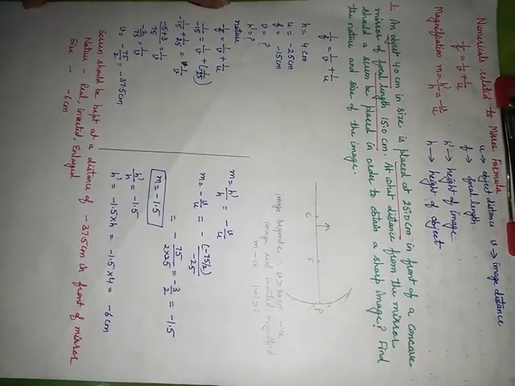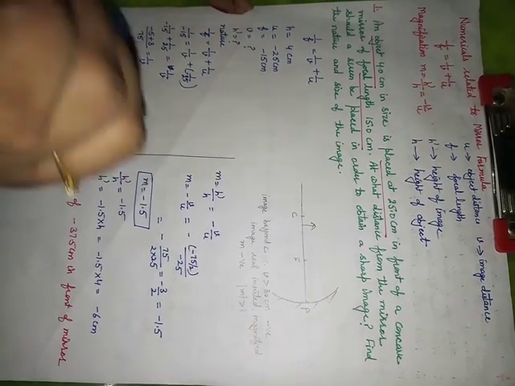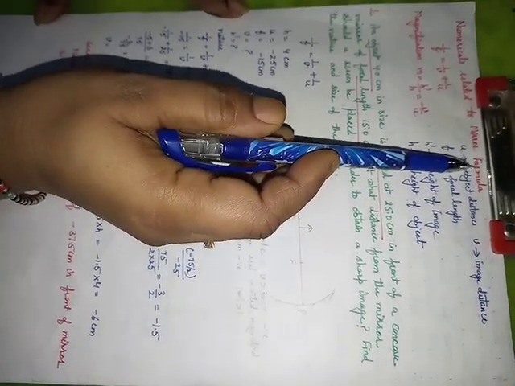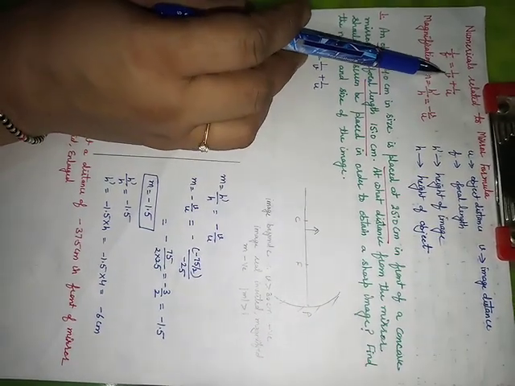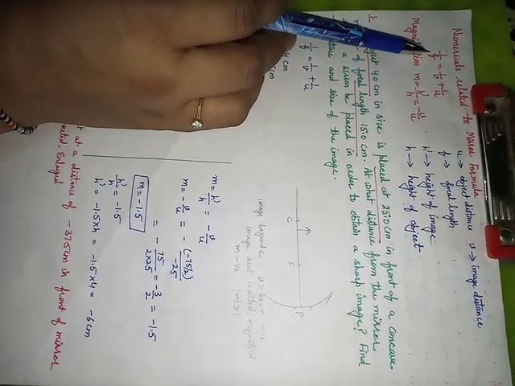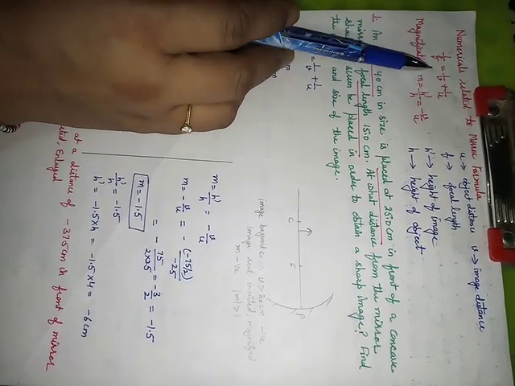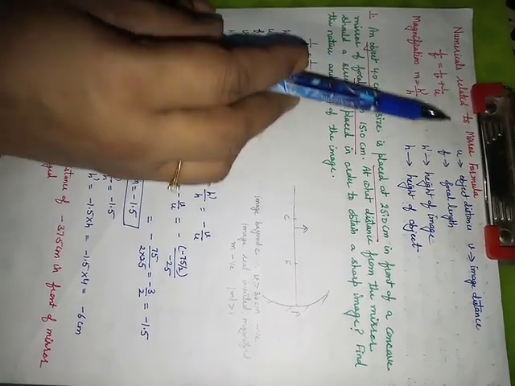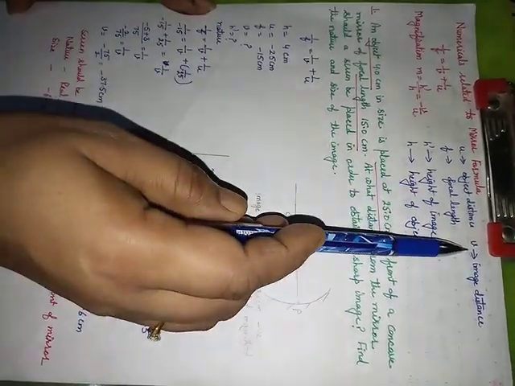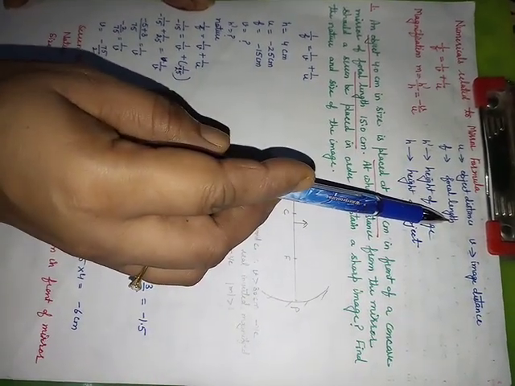Today we will consider a few numericals related to the mirror formula. What is the mirror formula? The formula that gives the relation between the object distance, image distance and focal length of a mirror is the mirror formula. This is 1 upon f is equal to 1 upon v plus 1 upon u, where u represents object distance, v image distance and f is focal length.